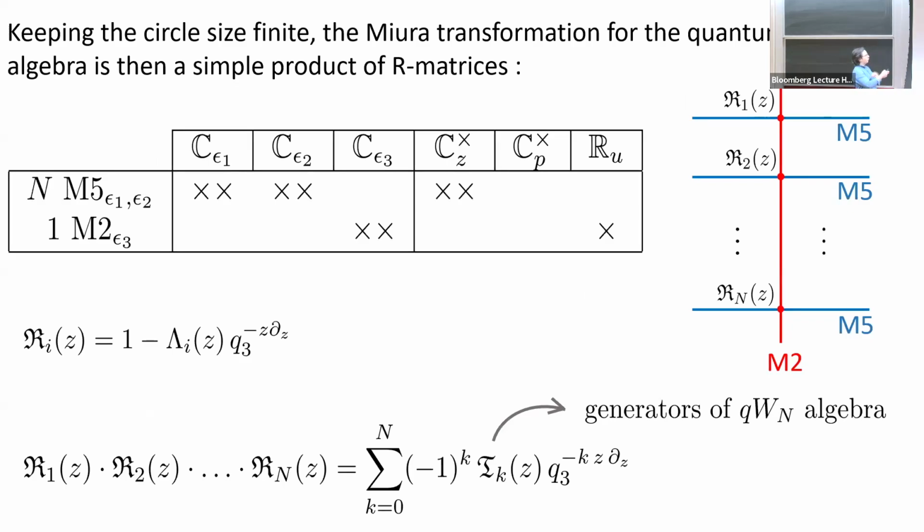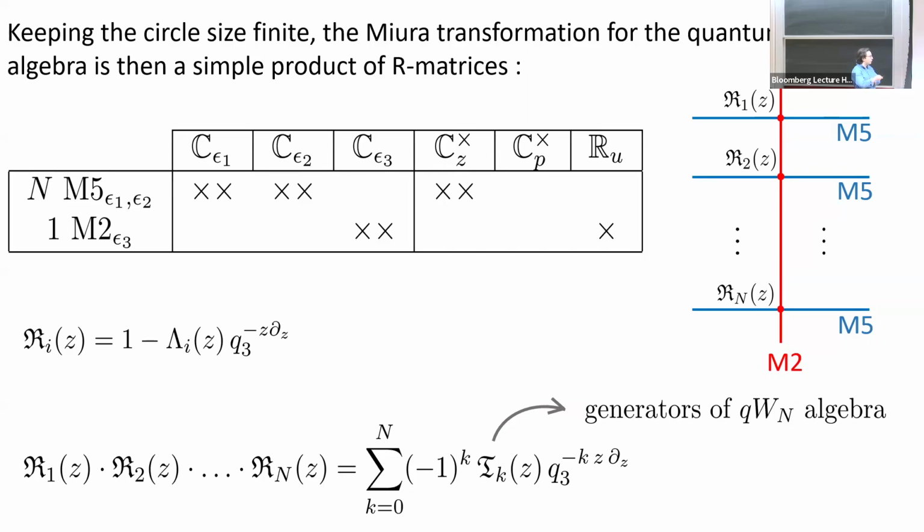Now, if you keep the circle finite, instead of decompactifying, the Miura transformation for the quantum toroidal algebra is then a simple product of R matrices. So what we've learned is that in the quantum toroidal algebra, if I have a bunch of M5 branes, put an M2 brane and study the intersection point, I can write each intersection as an R matrix. And so the Miura transformation in this quantum toroidal algebra is just a product of R matrices.